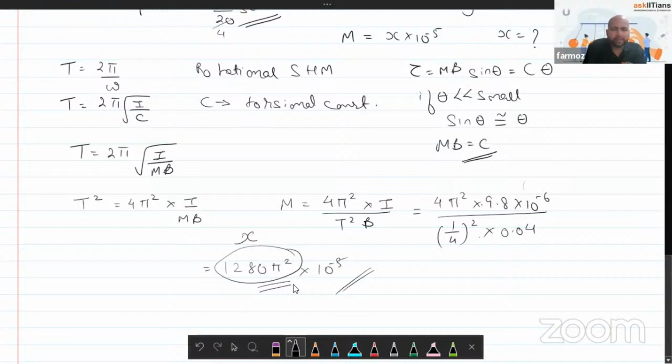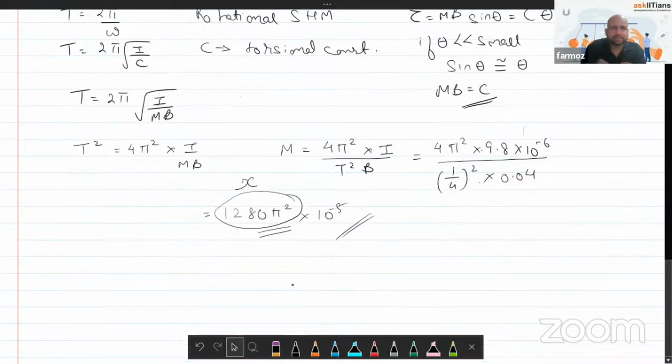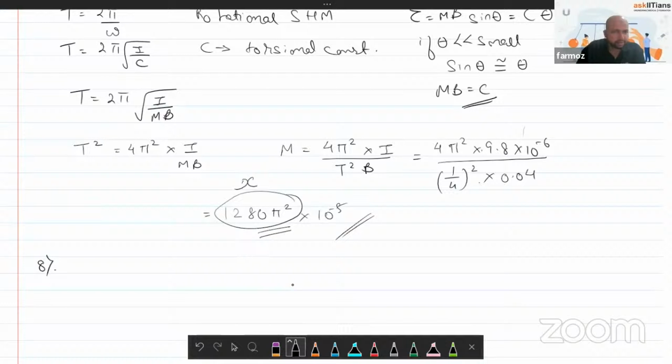Now moving on to the next question, that is question number 8. The question is very simple. They have mentioned that in an ideal transformer, the ratio of the turns is 1/2. The ratio of the potentials equals to. So obviously the potential is inversely proportional to the number of turns. So if the ratio of turns is 1/2, the ratio of potential becomes 2/1. That's it. So your answer will be 2/1. Clear?